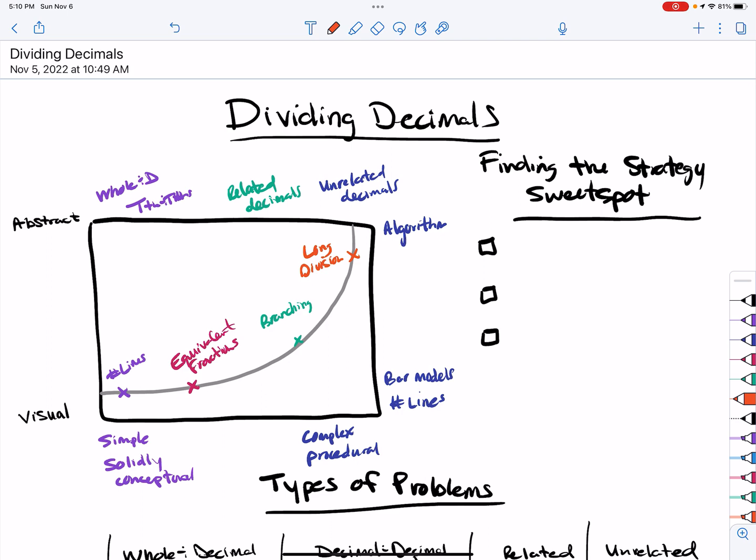So the challenge in all of this, because that's a lot of information, you're looking at visual, abstract, things that are more conceptual or procedural, and what in the world do you do when you get to a problem? And so really your goal when you are approaching a problem is that you want to find that strategy sweet spot, something that is efficient. It's not going to have you doing a bunch of extra, unnecessary work. It's going to be accurate. You are going to be getting the correct answer regularly, and it's going to have few opportunities for errors or for mistakes.